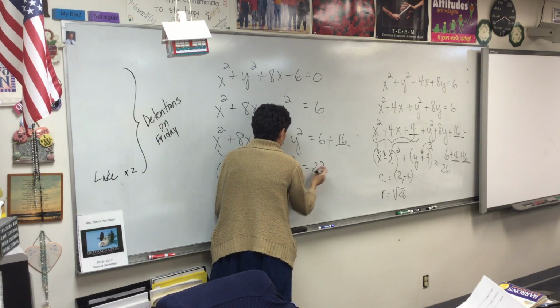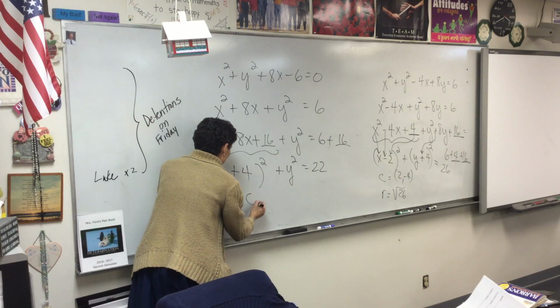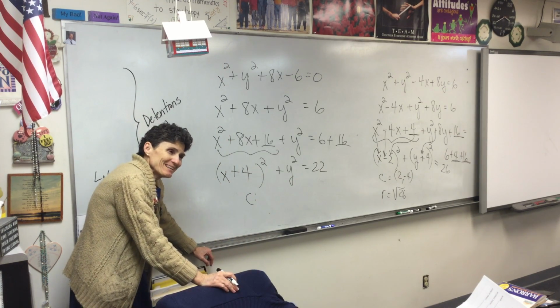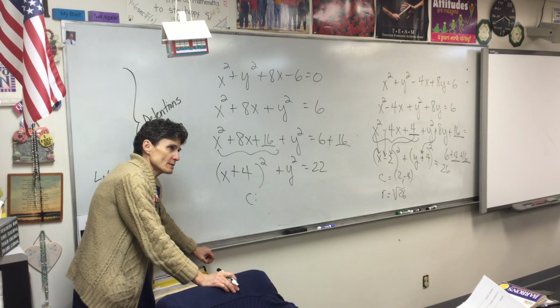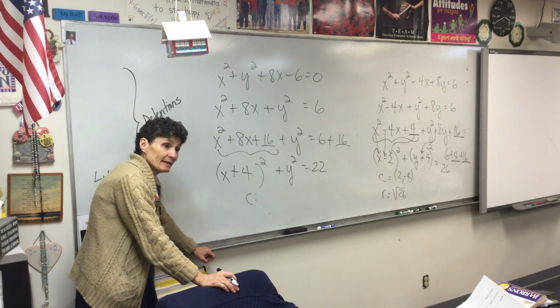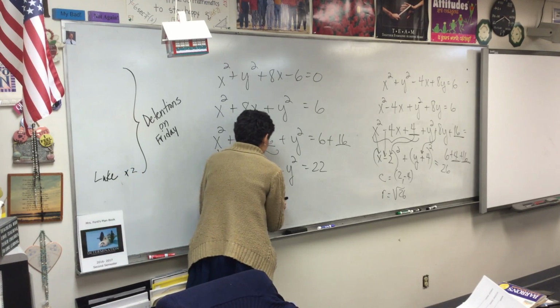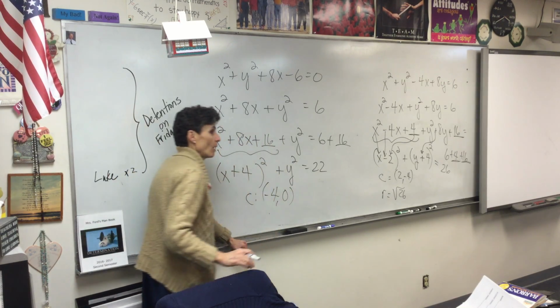Now here comes the tricky part. Where's my center? Don't make it tricky. It doesn't have to be tricky. Where's your center? At negative 4, comma 0. That's exactly right. Negative 4, comma 0.